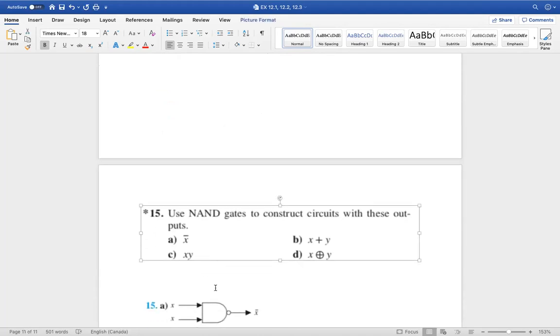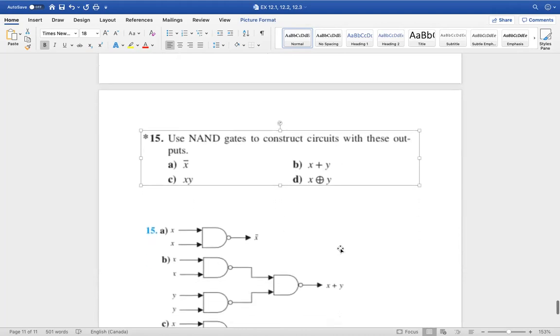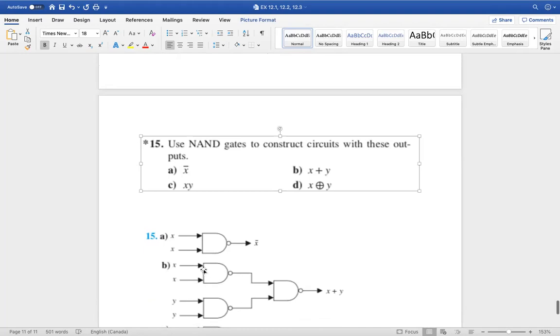Question B, X plus Y. Here we have X, we NAND it with itself, which will give us X complement. Then we have Y NAND itself, which will give us Y complement. So we have X complement and Y complement, and we NAND that together, so this will give us X plus Y.